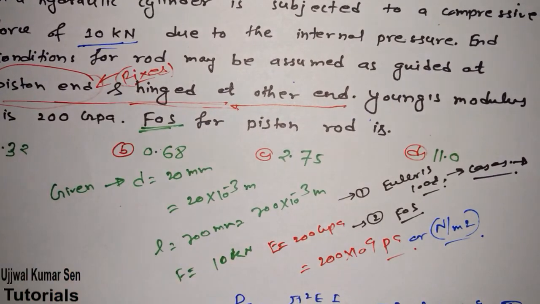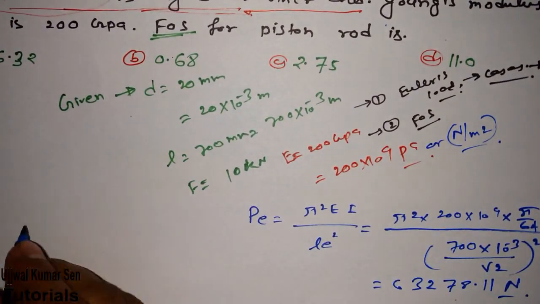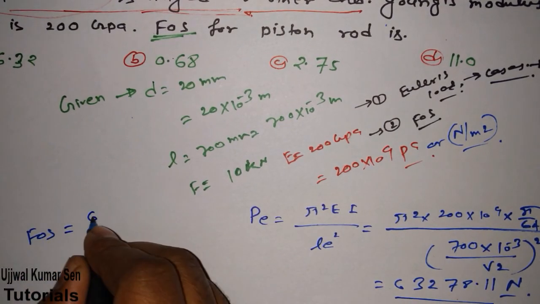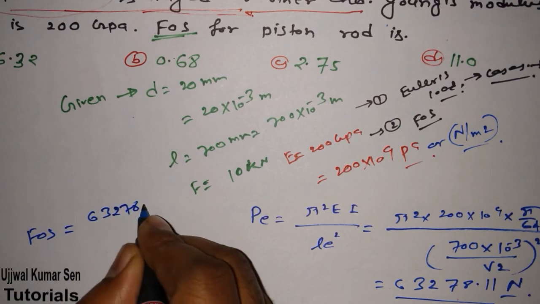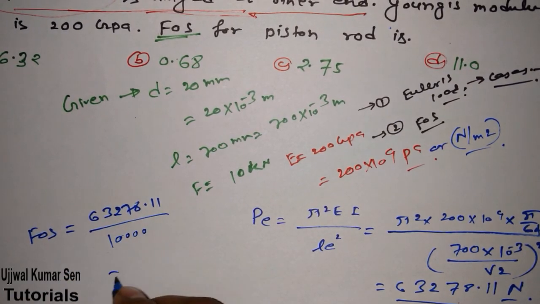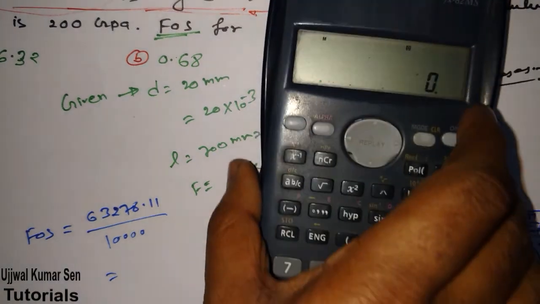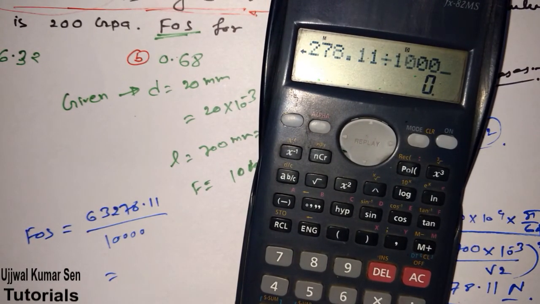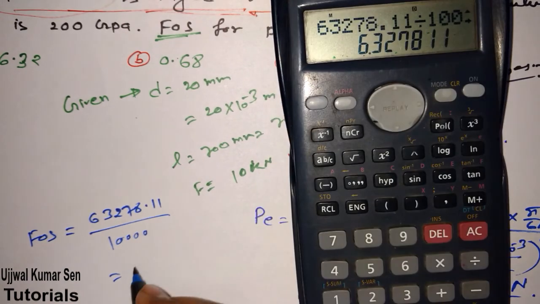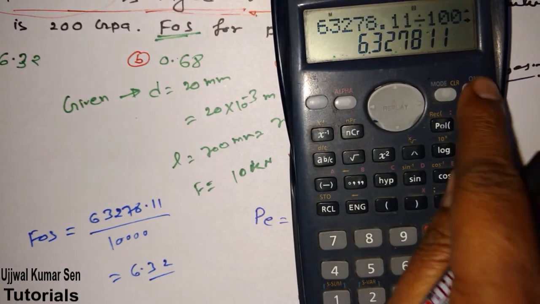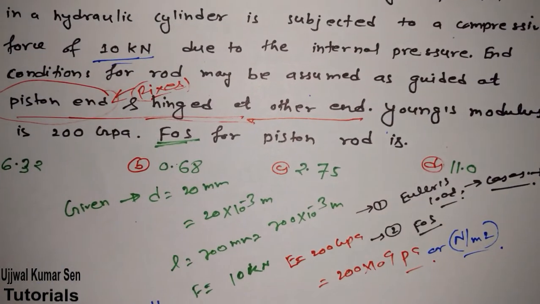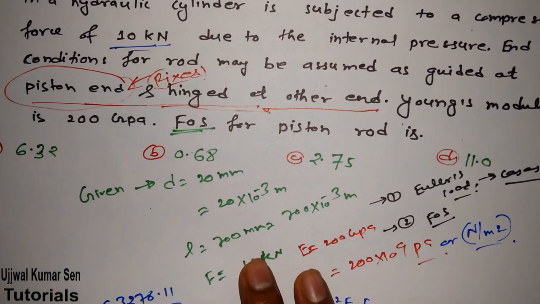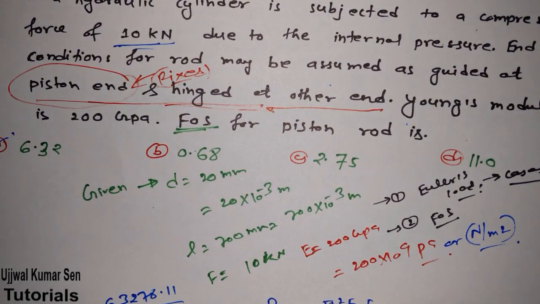Now what they said basically is that the rod is subjected to compressive load. How much load is acting there? There is acting 10 kilonewton. Therefore FOS is equal to the total load divided by the applied load: 63,278.11 divided by 10,000, because 10 kilonewton means 10,000. That is equal to 6.32. So FOS for the given condition is 6.32. Now look at the options. Yeah, option A is the right option for the question.